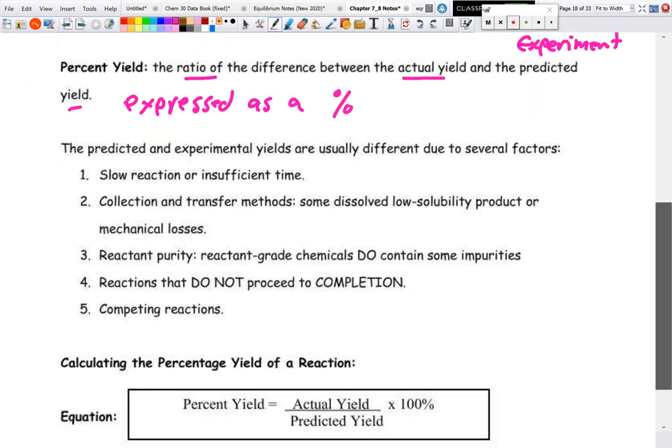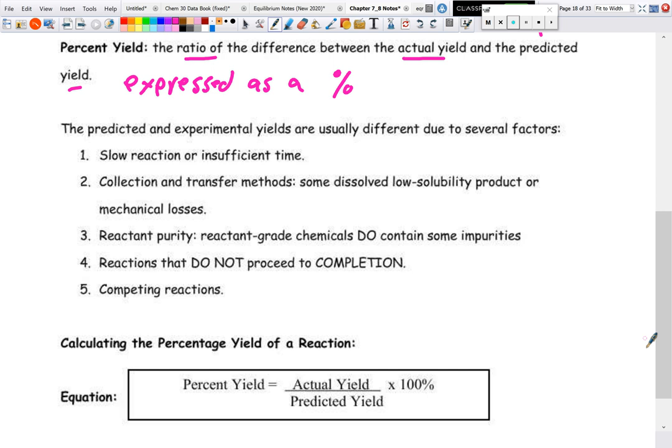So of course we need to do this because not all reactions are quantitative, meaning that they go to 100%. There's many different factors that can affect how much product you can actually get at the end of a reaction. One of them is slow reaction time, or insufficient time to let all the reactants react or collide with each other and produce the products. And of course, collection or transferring methods as well. When we produce a precipitate or a solid, sometimes we can get low solubility, where the product can dissolve a little bit, or mechanical losses like stuff sticking to glassware. When we try to pour it out, it just sticks to the side of the glassware and there's no way to get it out.